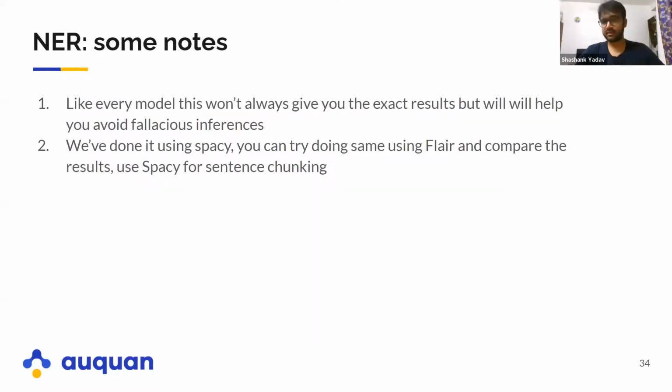Some notes, I have touched upon these before, but I'll just repeat them again. Like I mentioned earlier, this won't always work. You will get a lot of wrong categories. Sometimes people will be marked as organization and the other way around. But it works well 70-80% of the time. That's the accuracy on the large data set that we found. And just as an exercise, here we did it using spaCy. You can go back and do the same using Flair and compare the results if you make any improvements.